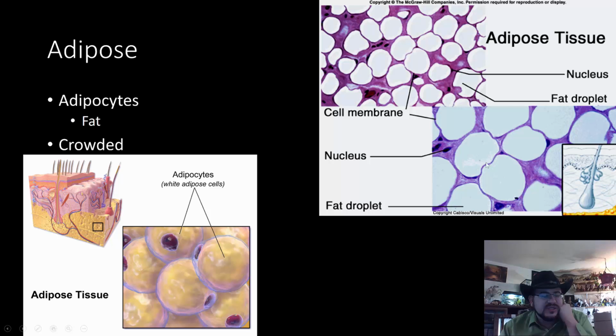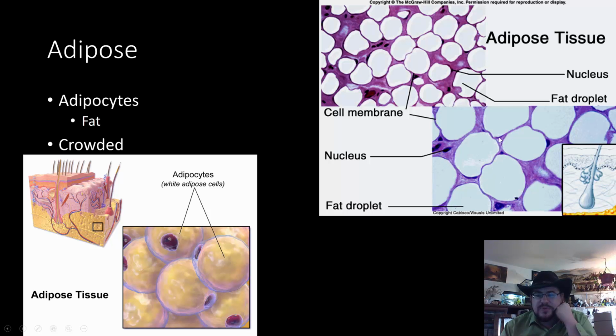So adipose tissue has a large number of adipocytes. It's rich in adipocytes. And each adipocyte has this big, large vacuole with a fat droplet in it. So we can see here's the nucleus. And then if I were to do a little rough outline, this is the cell.